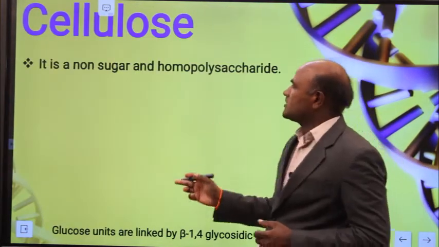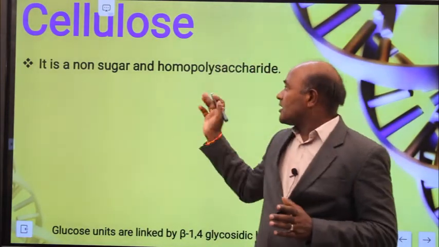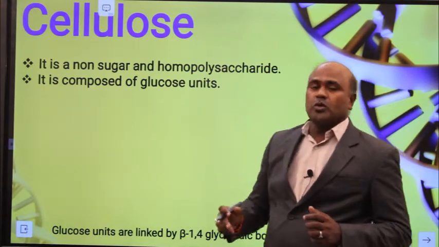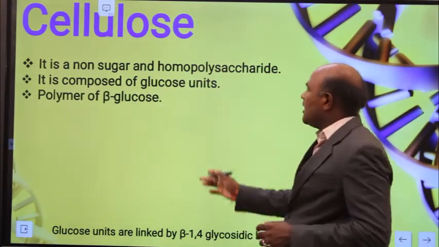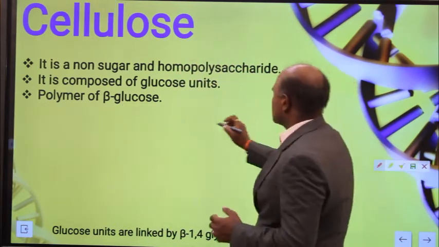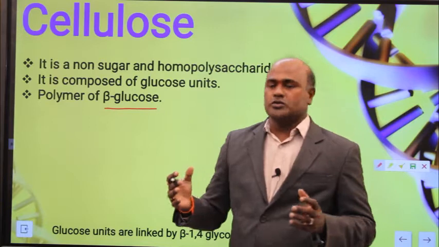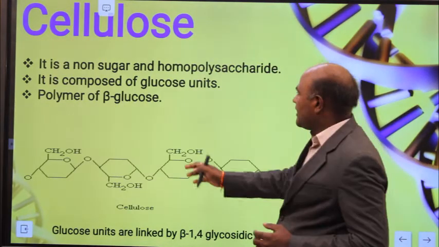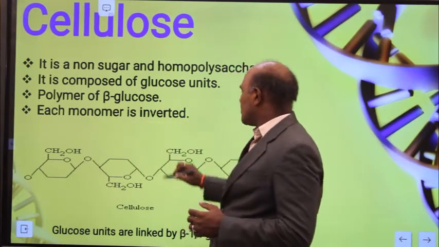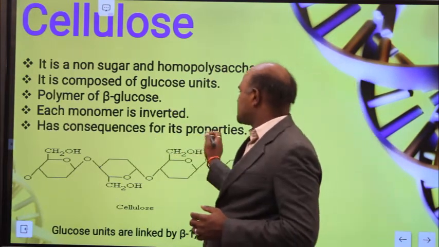Cellulose. Coming to cellulose, it is a non-sugar homopolysaccharide. It is composed of glucose units, a polymer of beta glucose. This is very, very important. This is the structure. Each monomer is inverted, as a consequence for its properties.